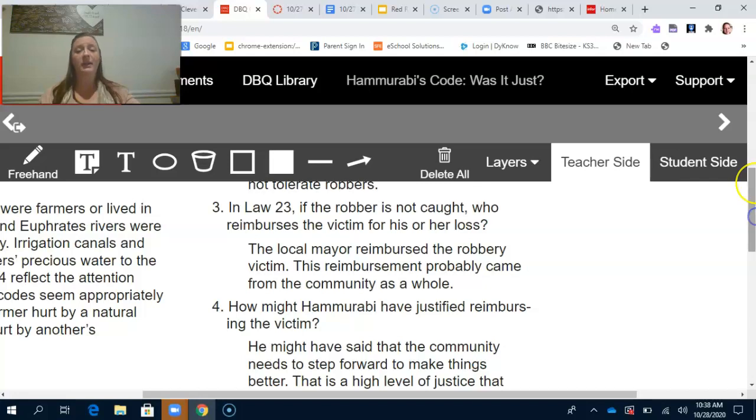Number 3, in Law 23, if the robber is not caught, who reimburses the victim for his or her loss? The local mayor reimbursed the robbery victim, but this reimbursement probably comes from the community as a whole. So by making it so that everybody basically had to pay in a robbery, it made it so that nobody wanted to rob somebody or to take their stuff because they were going to have to pay for it anyway.